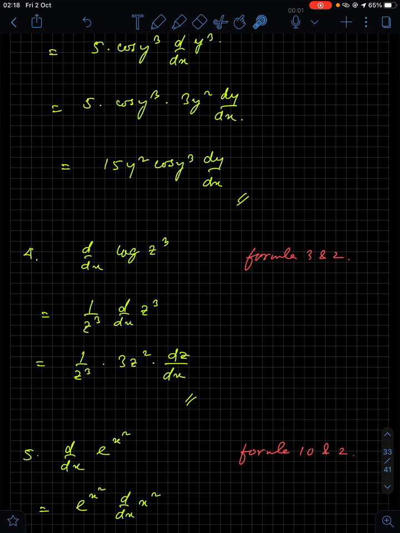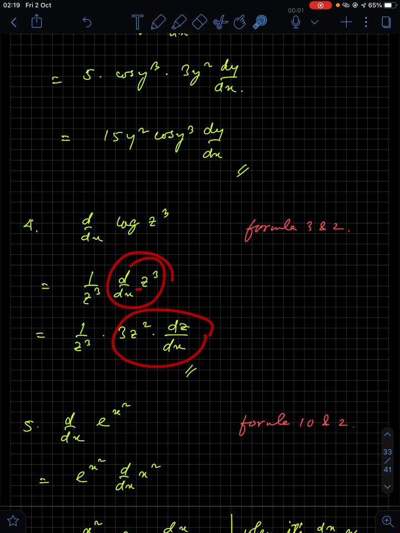Number 4, d/dx of log z cube. So here z cube is taken as u. So 1 by u d/dx of u again, that is 1 by z cube d/dx of z cube again. Now d/dx of z cube is 3z square d/dx of z, that is d/dx of u to the power n, which we have performed here.